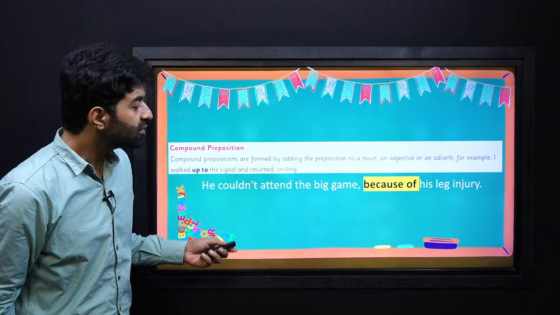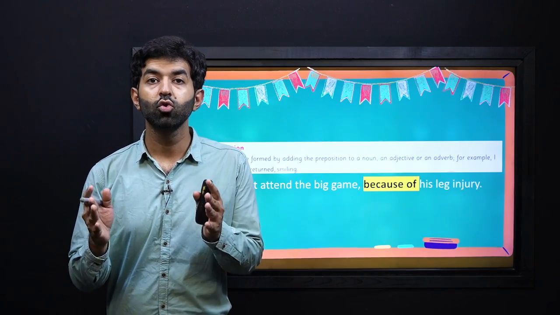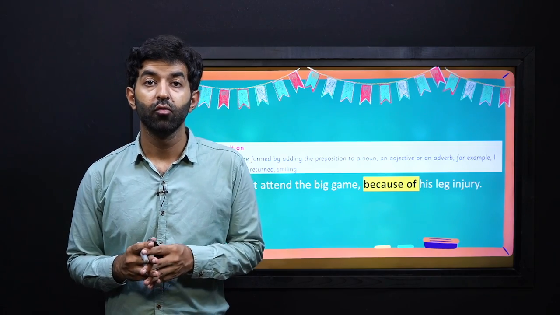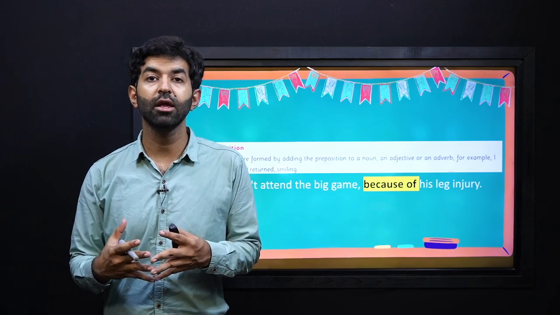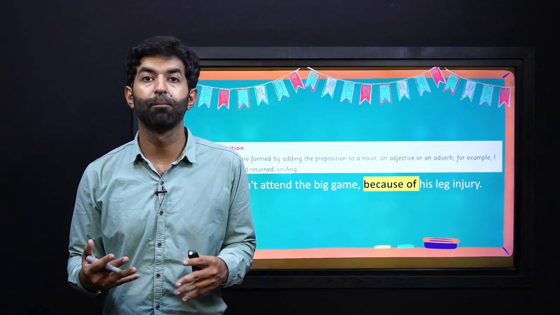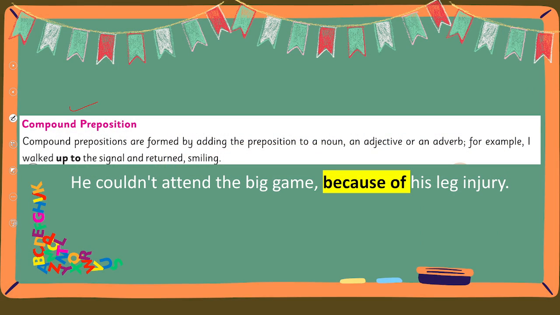Now, let us talk about prepositions. What if two prepositions are working together, or maybe three? We call them compound prepositions because they are joining and working just like a compound noun or compound adjective. Compound prepositions are formed by adding the preposition to a noun. It can be added to an adjective or an adverb.